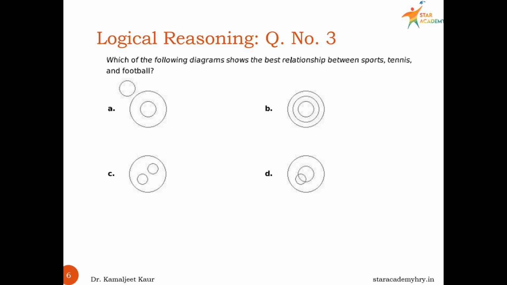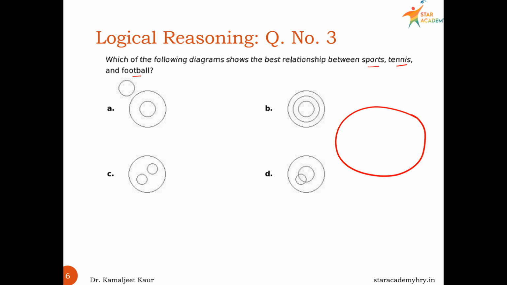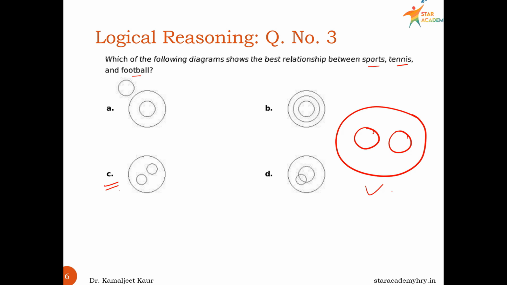Question number 3. Which of the following diagrams shows the best relationship between sports, tennis and football? Here 3 entities are given: sports, tennis and football. And we all know that tennis and football both are sports. So if I represent sports by a bigger circle, tennis is also a sport, football is also a sport. So this should have a Venn diagram like this. The best suitable answer here is C.